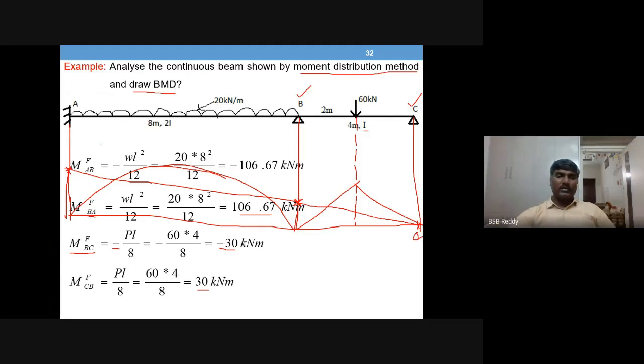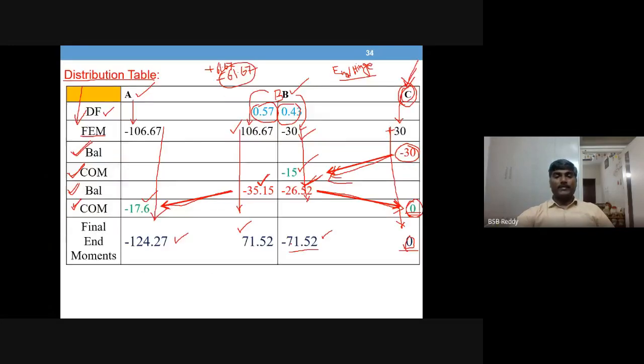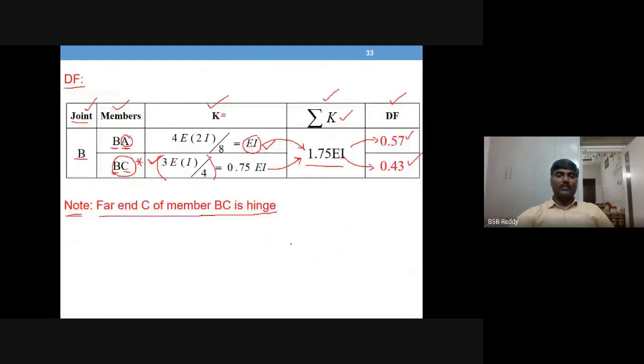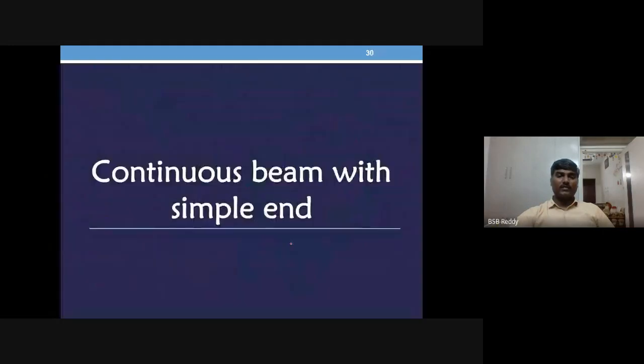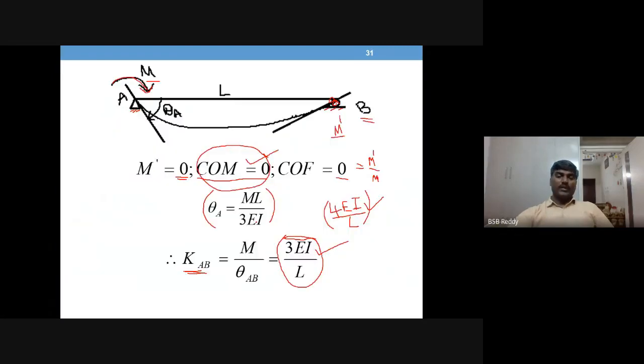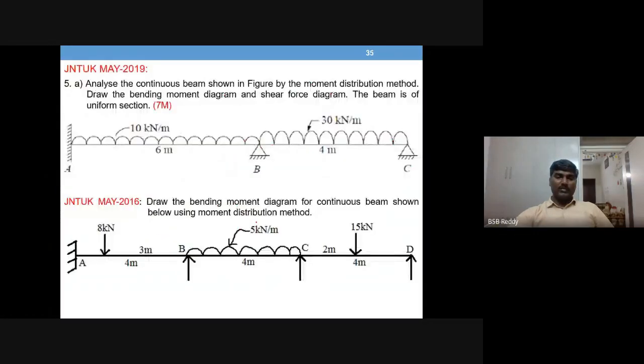Okay, so this is how BMD will be, right? It's just a rough diagram. You complete it, it will be like a practice for you. Okay, right. So this is an example for a case of a continuous beam with a simple end. Okay, we have still some more examples that I think you have to try.